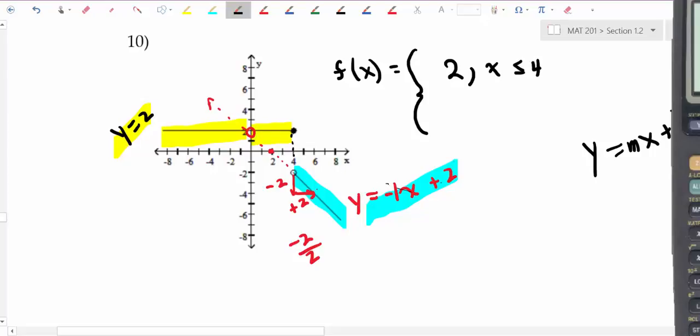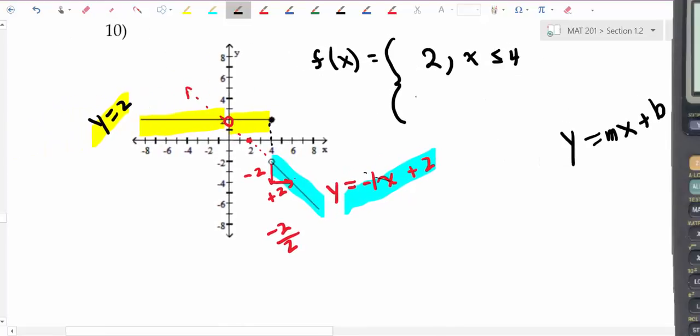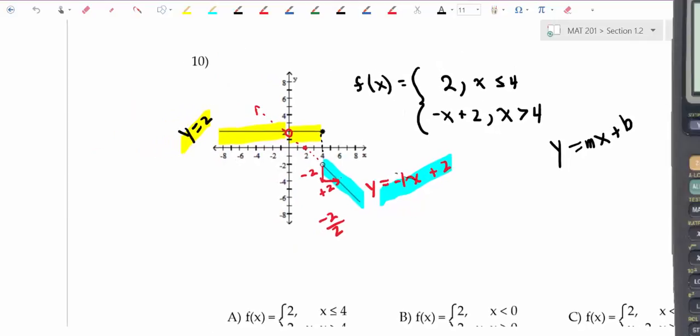Okay, the second function is negative x plus 2. Like that. And then what do you put next to the comma? x is greater than 4. Strictly greater, not greater than or equal to. So you go like that. So that would be your answer like that. So be cautious about the difference between less than or equal to and just greater than, like that. Okay, the bubbles and the solid dots.